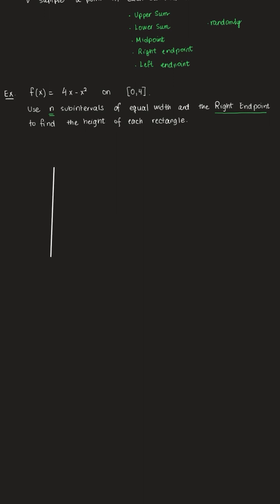And so we've got 4x minus x squared. This function has two zeros. One is at 0 and one is at 4. So the function looks like this. From 0 to 4, and at 2, it's got its vertex, so it looks something like that. Turns down with zeros at 0 and 4. So there is our function.